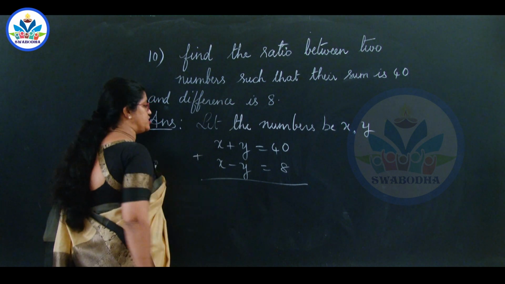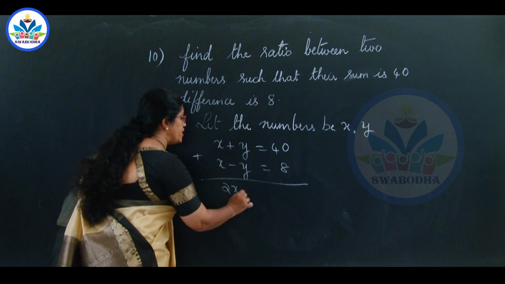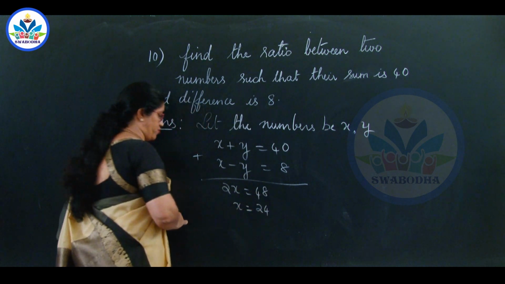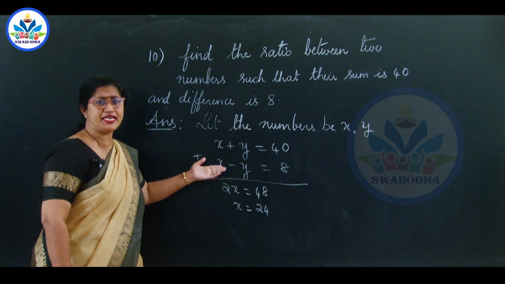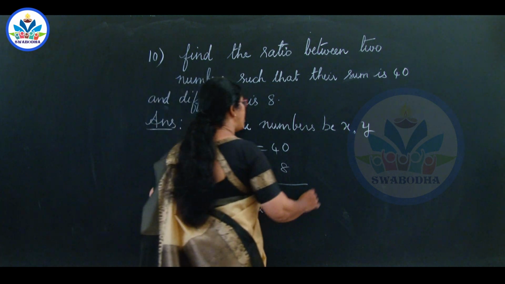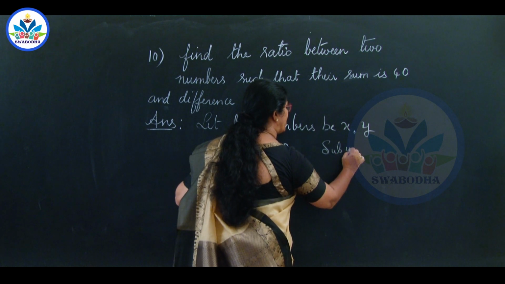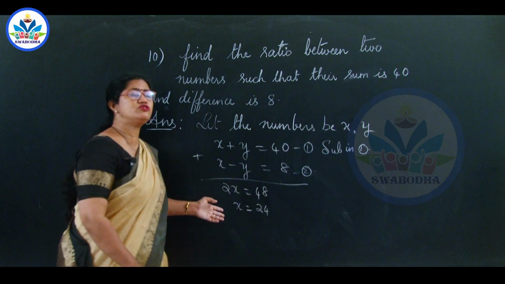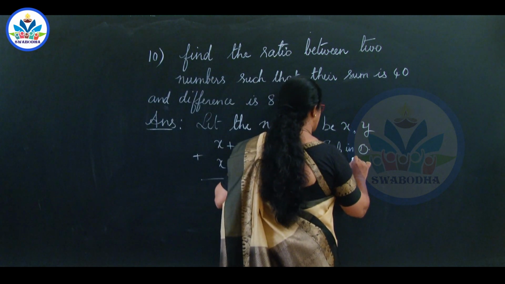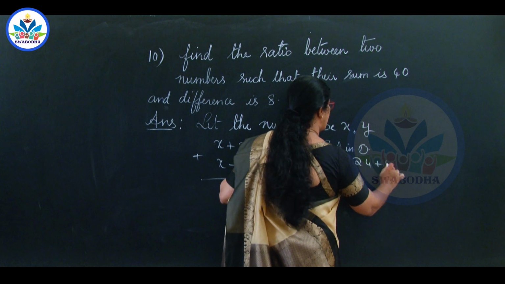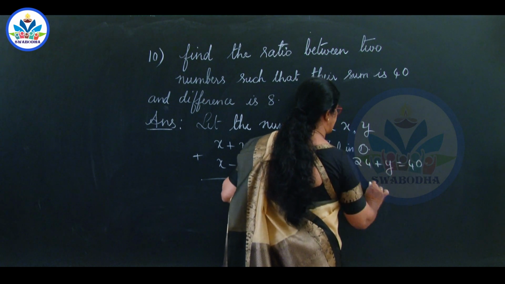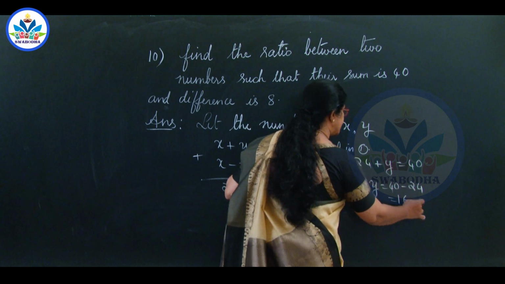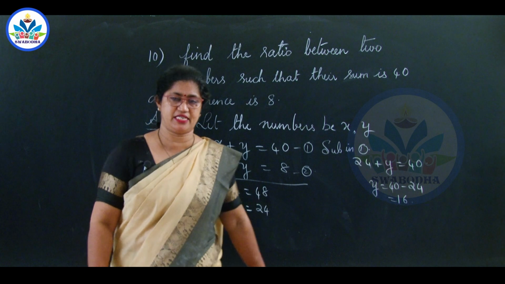Add the two equations, y gets cancelled. 2x is equal to 48, or x is equal to 24. Substitute x in one of the equations. Supposing I substitute in 1. So, this is 1 and this is 2. When I substitute the value of x in 1, I get x, which is 24, plus y is equal to 40, or y is 40 minus 24, and that is y is equal to 16.